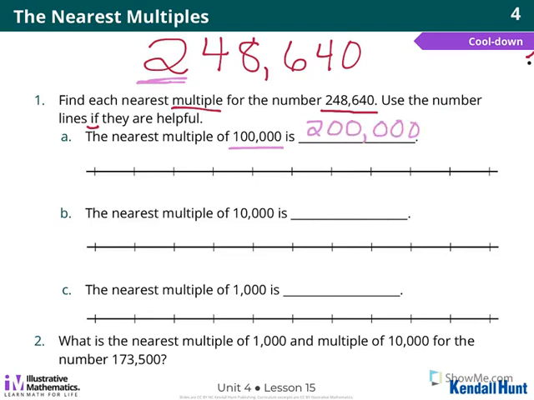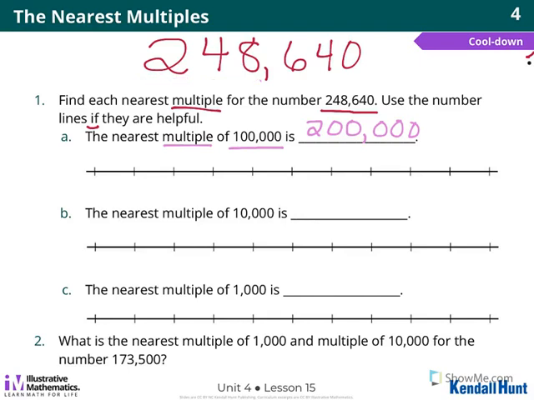because 50,000 would be in the middle. And if I look right here, it's 48,000, which is less than 50,000. So my nearest multiple is 200,000. Let's look at B.